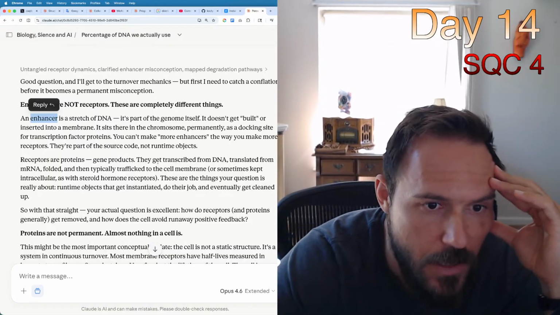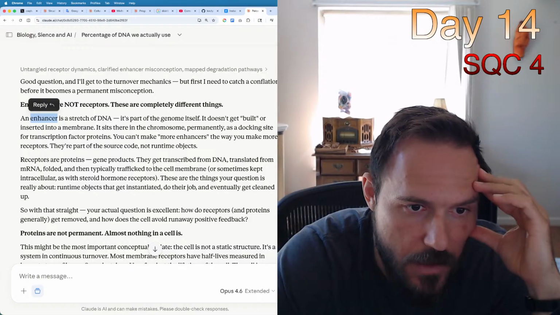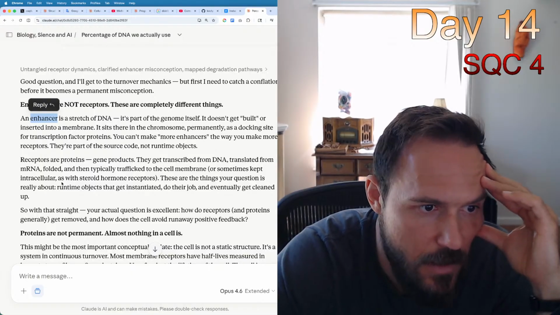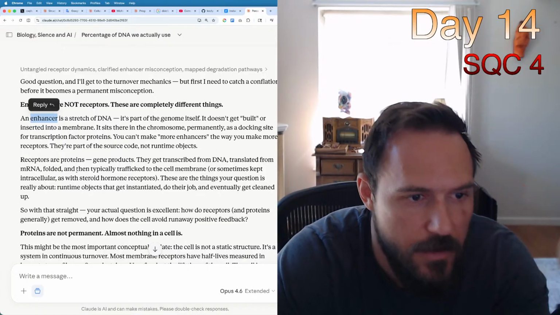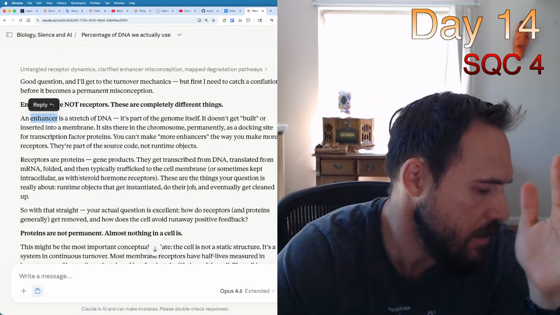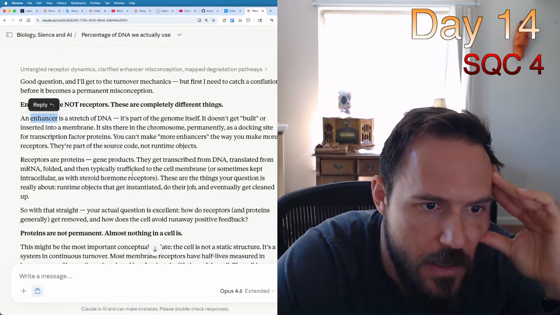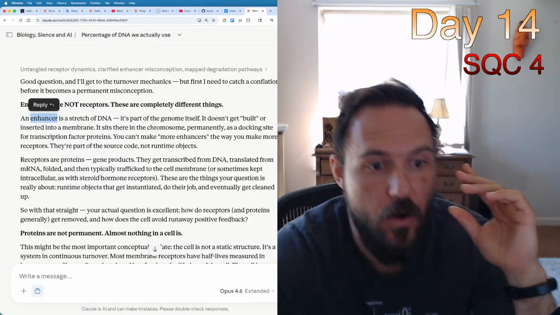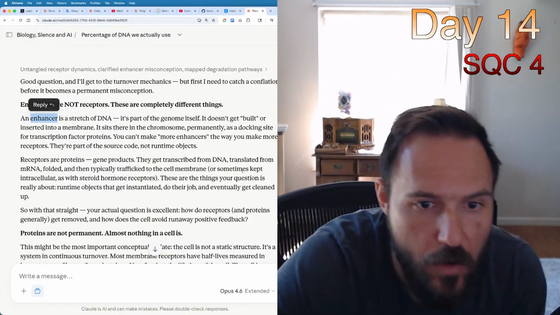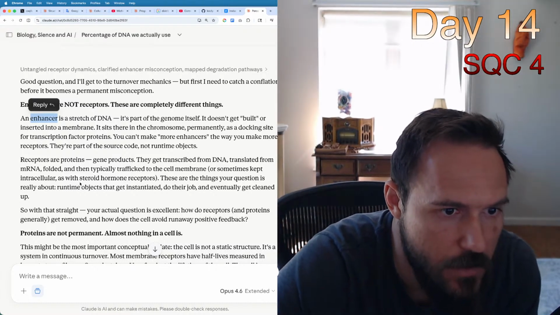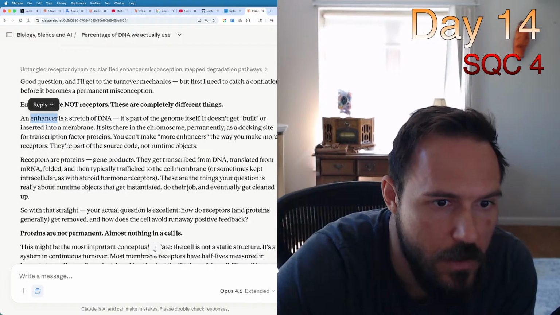Yes, that's true, and that's exactly what I was thinking. They get transcribed from DNA, translated from mRNA, folded. I was explaining that, but it couldn't understand my voice to text. Folded and then typically trafficked to the cell membrane. Okay, we're getting there. Or sometimes kept intracellular, as with steroid hormone receptors.